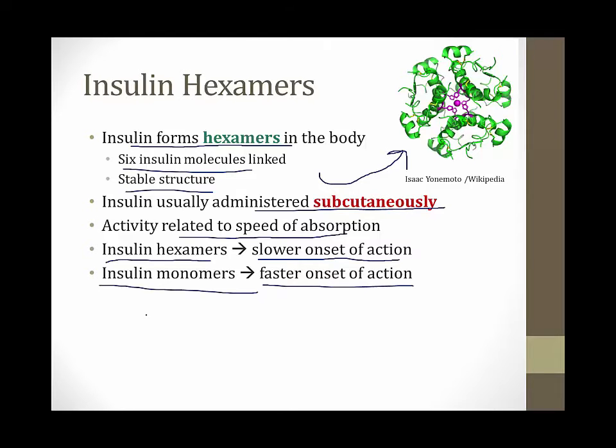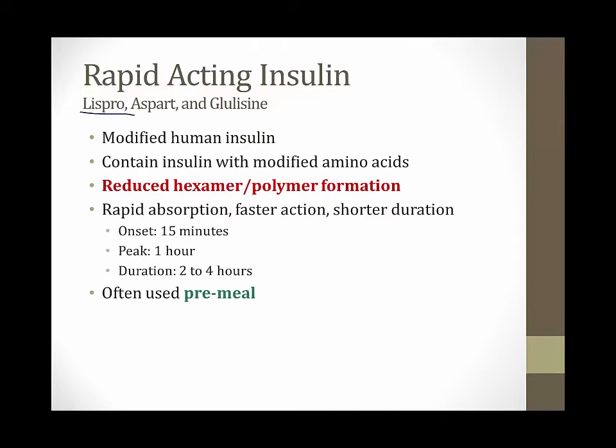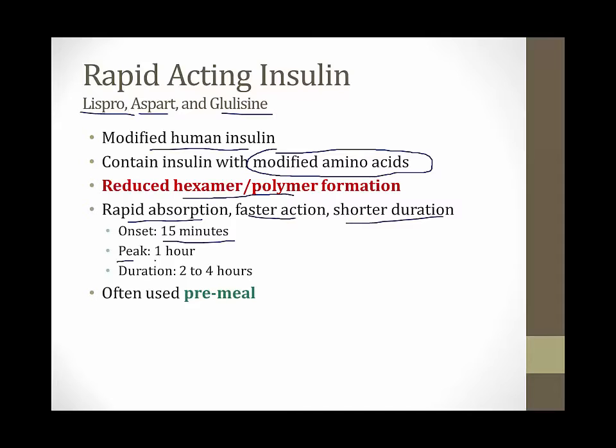So the rapid-acting insulins are Lispro, Aspart, and Glulisine. They are all modified human insulins, and they contain insulin molecules with modified amino acids. And because of the altered amino acid structure, they have a reduced tendency to form hexamers and polymers. This leads to more rapid absorption, a faster onset of action, and a shorter duration of action. So the onset of action for these drugs is about 15 minutes. The peak effect occurs in about an hour, and the duration of action is about 2 to 4 hours.